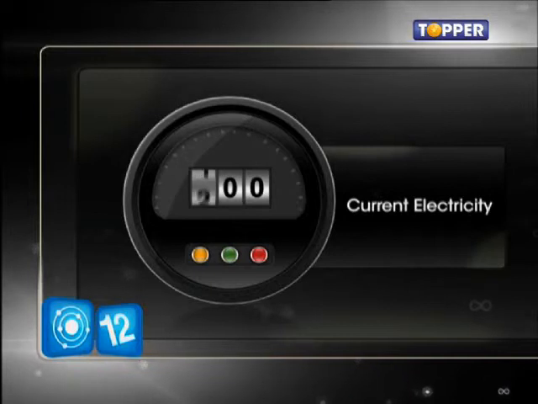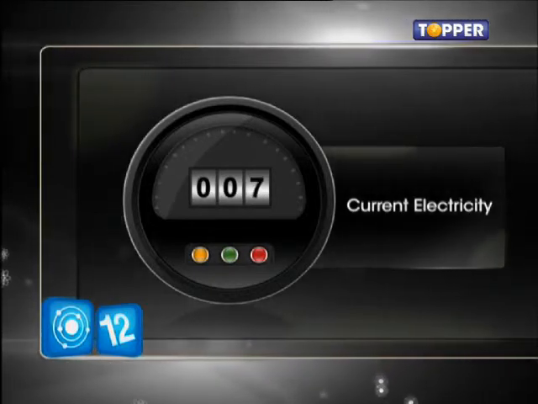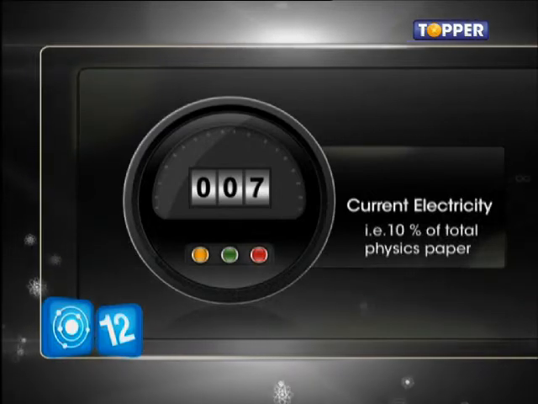The chapter Current Electricity has been assigned 7 marks out of the total 70 marks, which is about 10% of the total physics paper. Now that we know what to expect in the exam, let's recall the topics covered in this chapter. So let's do a quick recap.